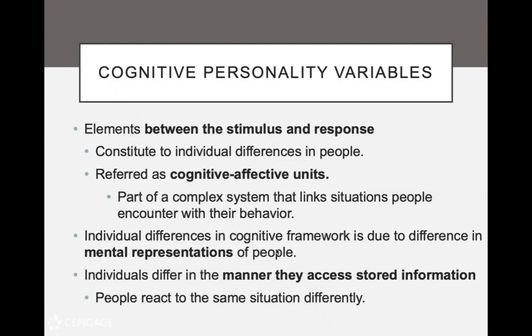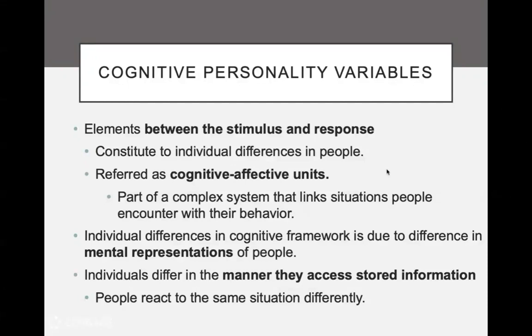So, in recent years, these psychologists have introduced a large number of cognitive variables to account for individual differences in the way people act. Some of these variables are called cognitive affective units. So, what they did was they coined a term for the elements that fall between a stimulus and a response, and they called it cognitive affective units. And this is what constitutes individual differences in people.